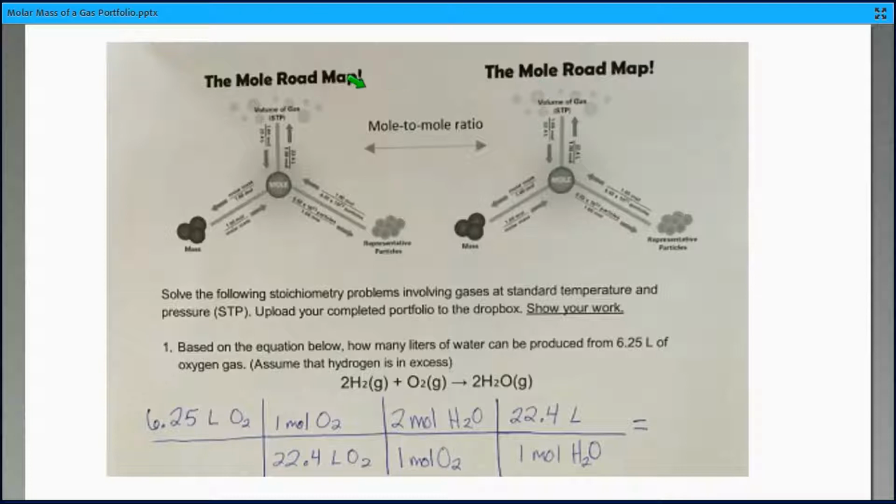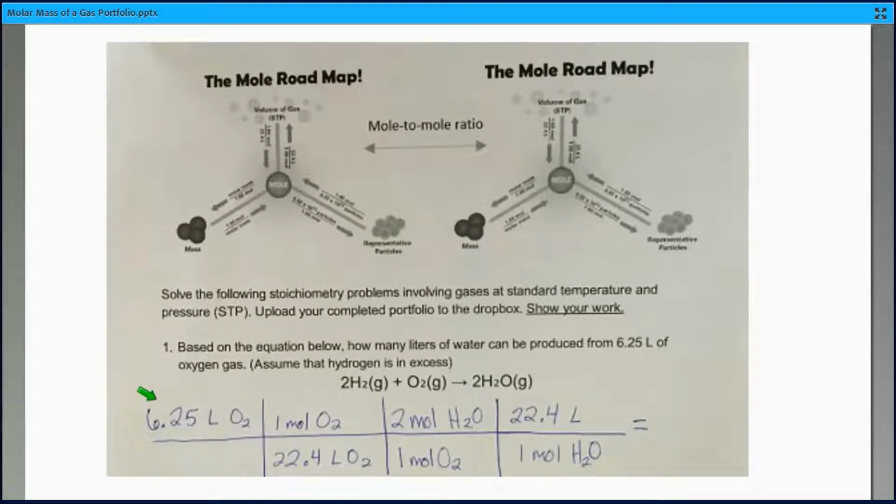Well, follow your roadmap. How do you get from liters of one gas to liters of another? You're going to start by converting to moles. Your next step is to do a mole-to-mole ratio to convert to moles of the new substance. And then your last step is to convert to volume of that substance. Those are the steps that we're going to write down in our problem.